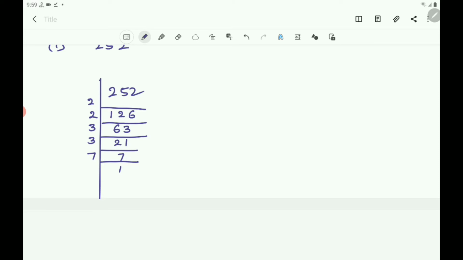Now what are the factors here? You write 252 equals 2 into 2 into 3 into 3 into 7. The factors of 252 are 2 into 2 into 3 into 3 into 7. Here you can make the pair of two equal numbers, one pair, second pair, but the 7 is single. So here we have to divide the given number to make it a perfect square. So we have to divide it by 7.